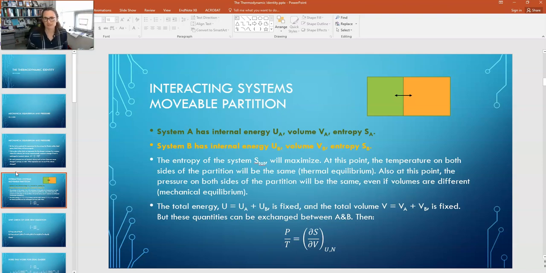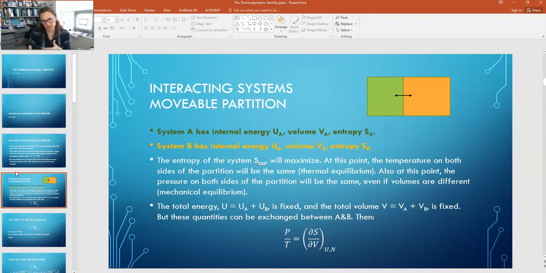The way that I conceptualize this is to visualize a movable partition in between system A and B, okay? Let's say that system A is there on the left, the green system. It has an internal energy U_A, a volume V_A, and hence an entropy associated with that, S_A. And then system B has energy U_B, volume V_B, and entropy S_B. Now, the total energy is fixed. So U is equal to U_A plus U_B, that's a constant. The total volume is fixed. The total volume V is equal to V_A plus V_B. But U_A and U_B can exchange internal energies as long as the sum stays the same.